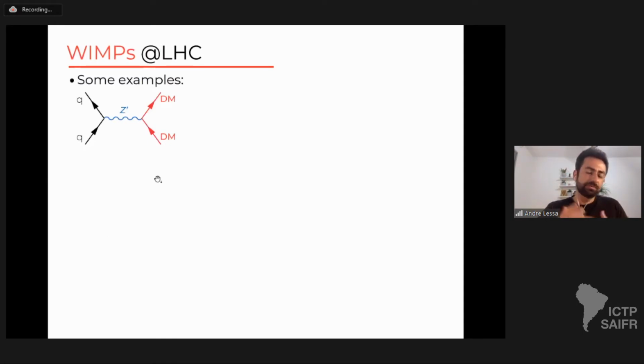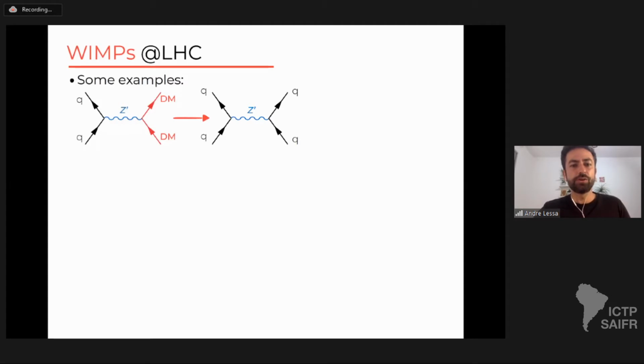One typical simplified model, or even a full model, can be built implementing a U(1) symmetry. So we have a Z prime that is the mediator, and it decays into two dark matter particles. One way to produce dark matter in colliders would be through this diagram. But of course, if this mediator couples to quarks, it also decays to quarks. So we can look for dark matter production as well as resonances. This was not done initially, but now the dark matter searches really look at these two possibilities.